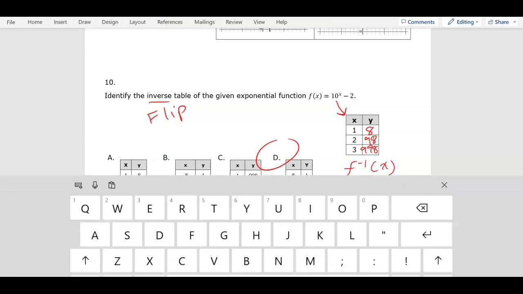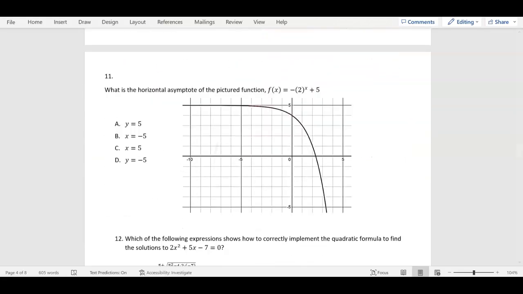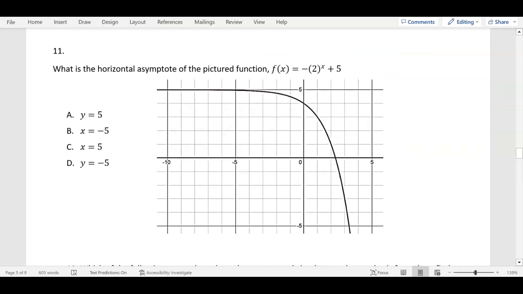Let's move. Here we go. Okay, cool. What is a horizontal asymptote?